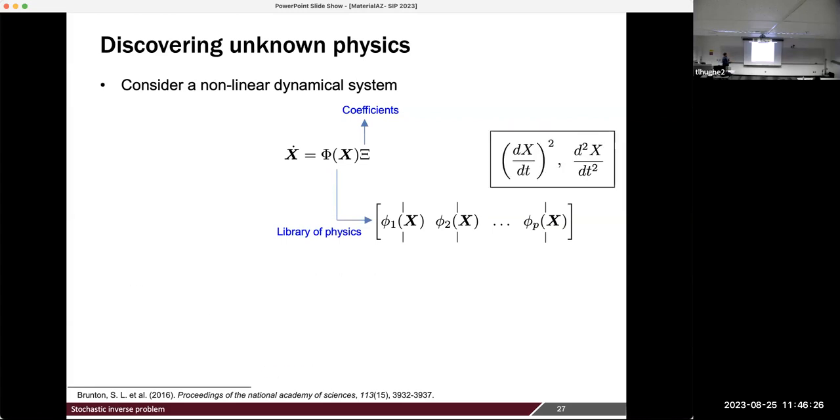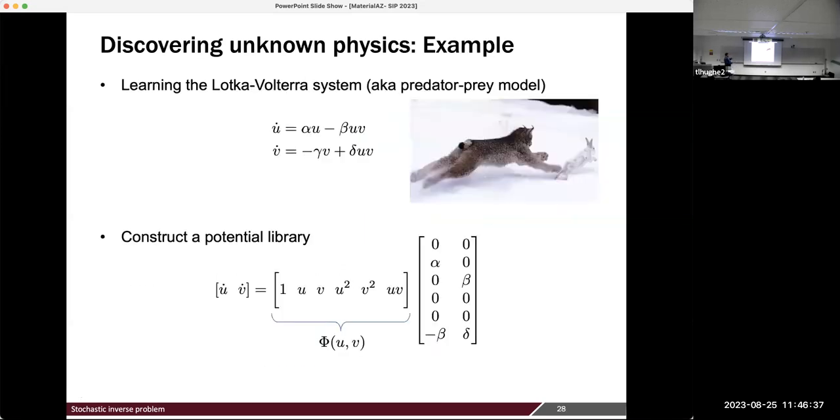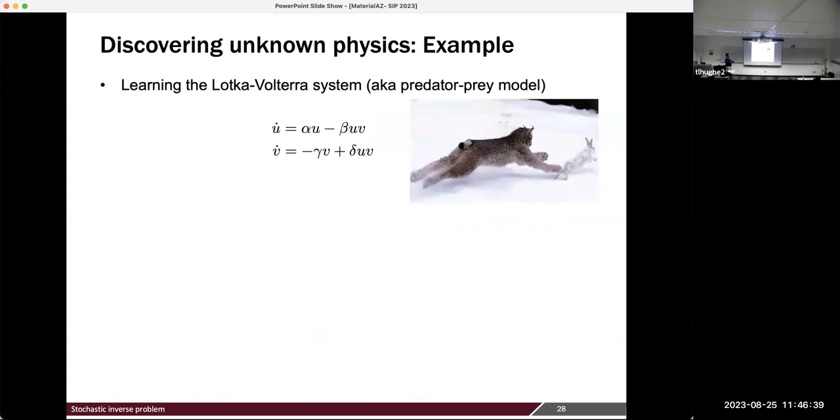A library of physics basically could contain these first order terms, second order terms, partial terms, differential terms, anything you can imagine, right? I'll give you an example first, and then I'll come back. So this is a Lotka-Volterra system, which is also called a predator-prey model. You have U dot and V dot. One of them is accounting for the rate of change of prey, and the other one is for the rate of change of predators. Right?